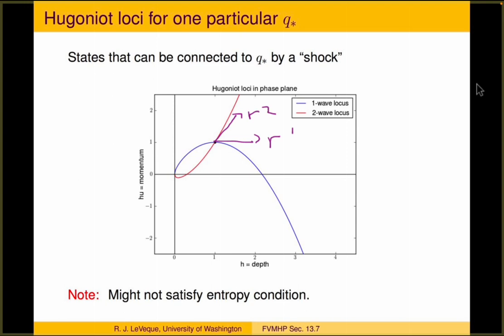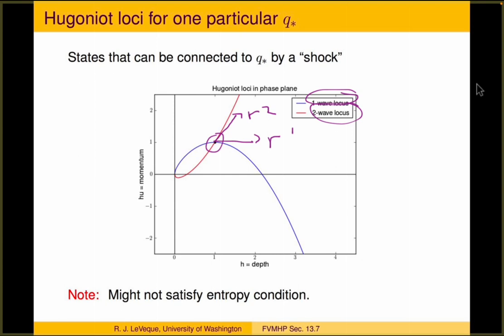and that allows us to label one of these curves, the blue one in this case, as the one wave locus, and the other curve, the one that's tangent to R2 at this point Q star, we call the two wave locus. So these are the Hugoniot loci. These are all the points in phase space that can possibly be connected to this point Q star by a jump discontinuity satisfying the Rankine-Hugoniot conditions.